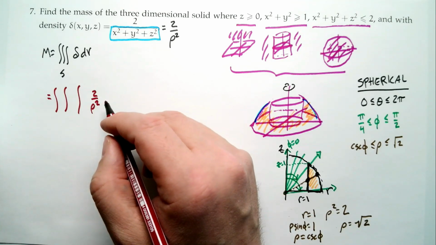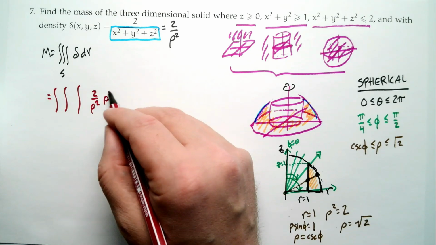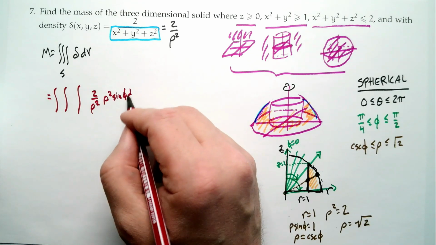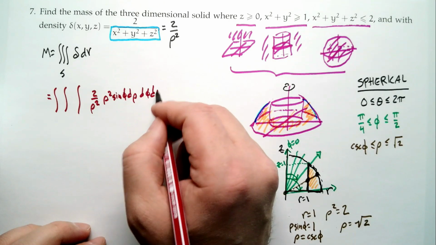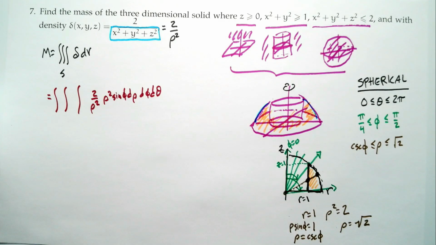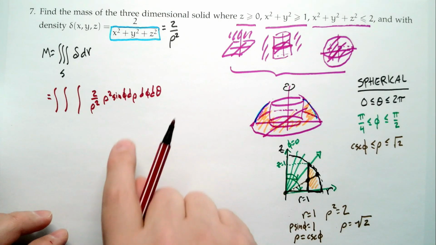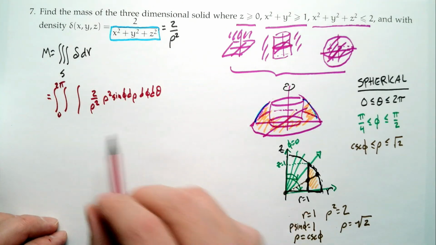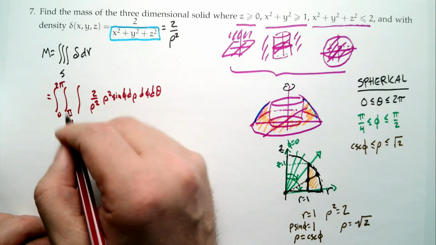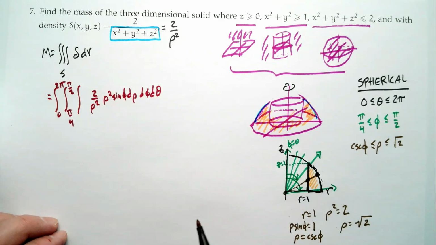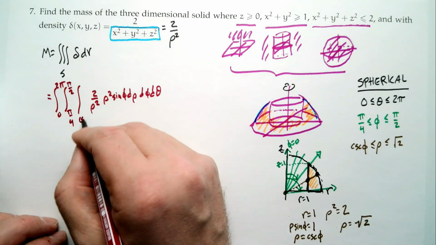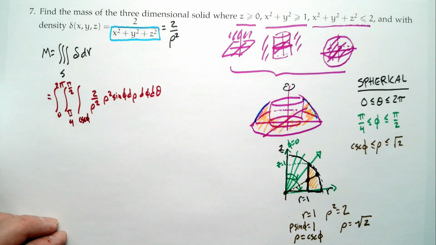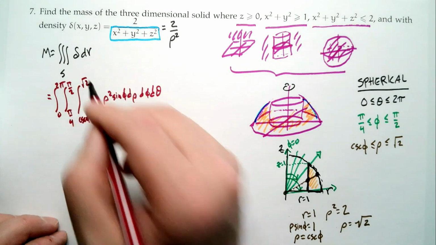Come on, you gotta, more lyrical. Rho sine of phi, d rho, d phi, d theta. Yes, good. Now, we just put our bounds in. Theta goes 0 to 2 pi. Phi goes pi fourths to pi halves. And rho goes from cosecant phi, can we do that? Well, we'll find out, up to root 2.